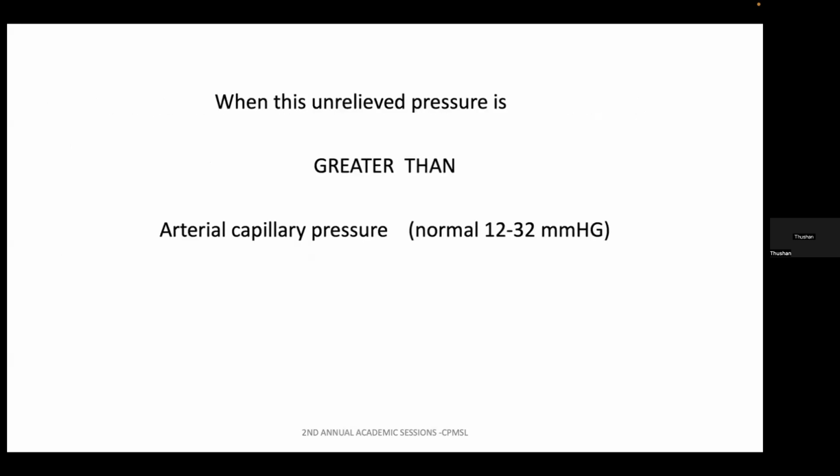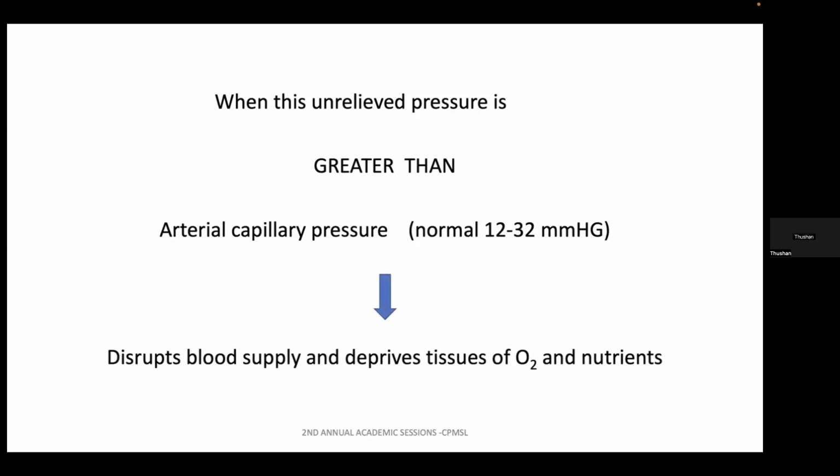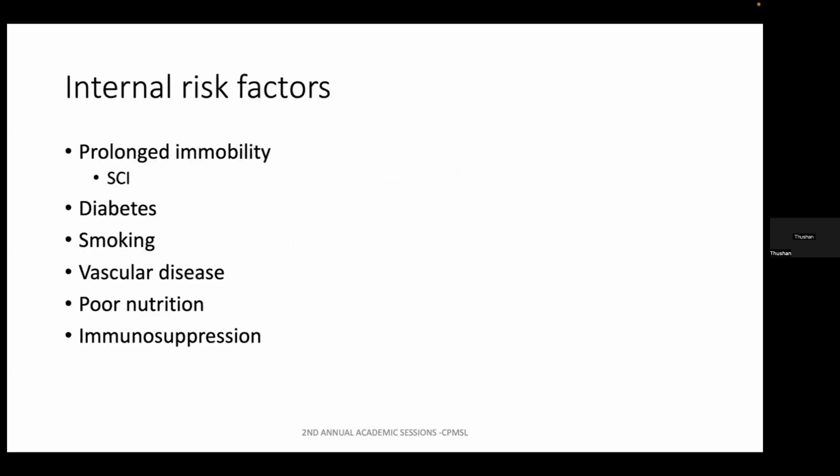Essentially, if this unrelieved pressure is more than the arterial capillary pressure, which is normally about 25 to 30, if it's more than that and it's sustained, you're going to have a problem. It will disrupt our blood supply, it will prevent oxygen from traveling, and therefore no nutrients, no oxygen is going to get there, and you get an ischemic wound. So again, you got to remember this would happen in normal people.